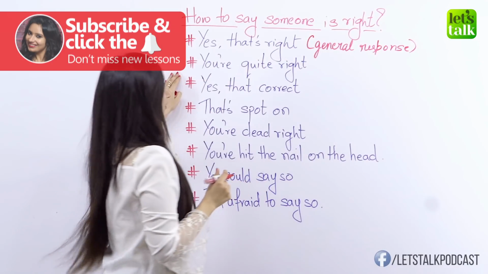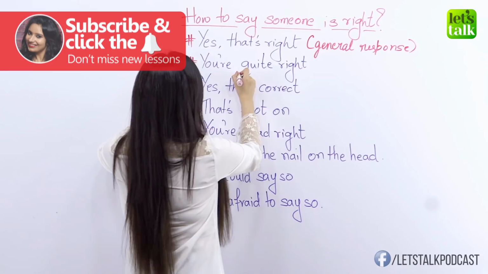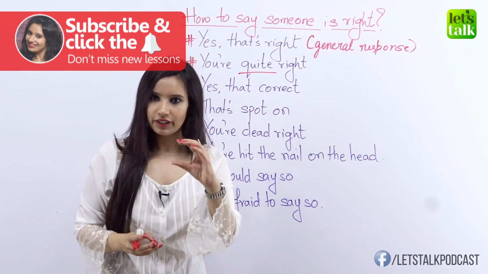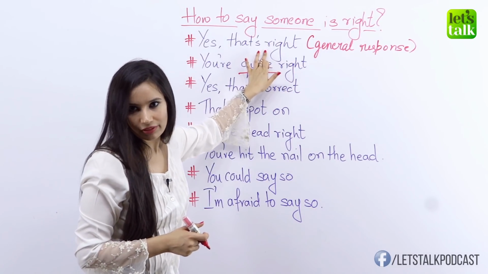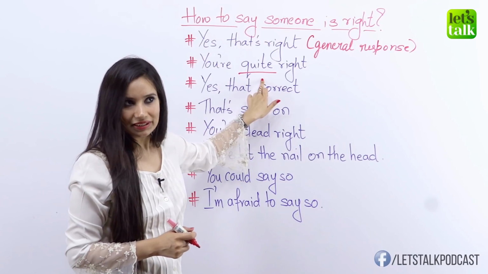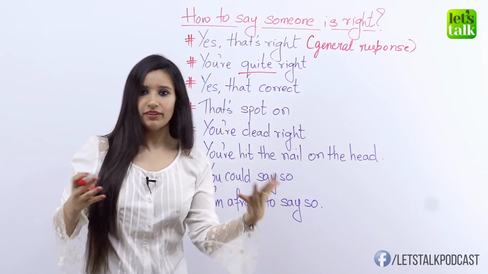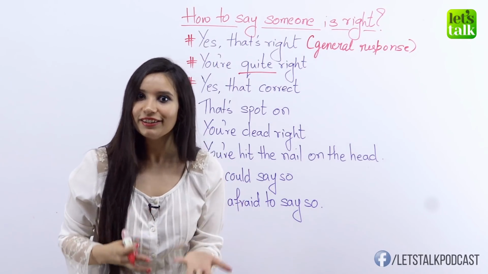With this, we come to the second phrase. "You're quite right." The word "quite" reduces the agreement. The agreement which here was about 99% or 98%, here comes down to at least 70%, because 30% maybe that person is not right or their answer is incomplete.